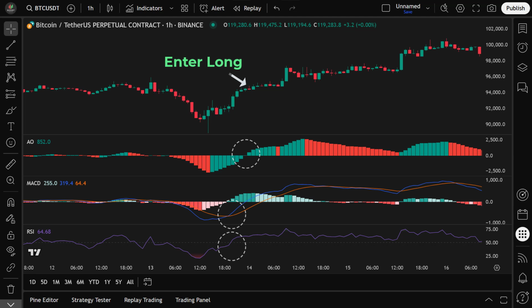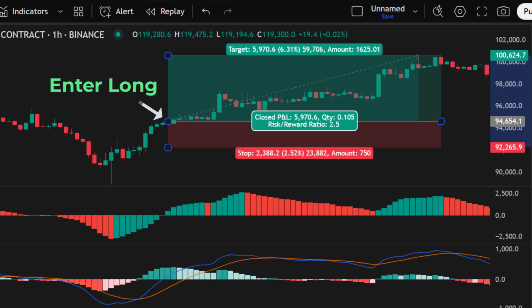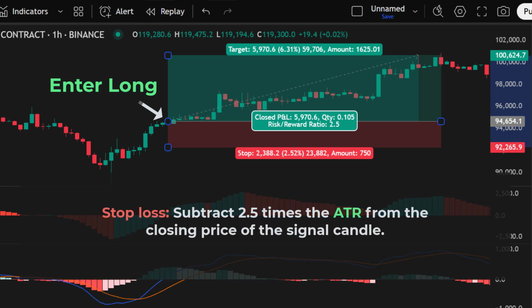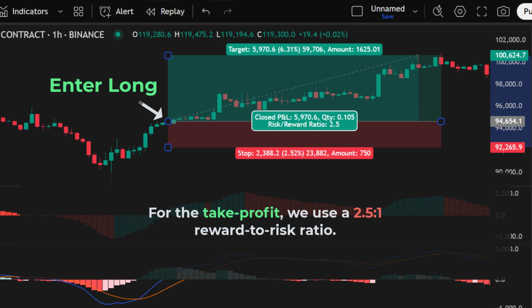After entering the trade, we place the stop loss just below the low of the signal candle to give the trade some breathing room and avoid getting stopped out by normal market fluctuations. We subtract 2.5 times the average true range from the closing price of the signal candle. This ATR-based adjustment helps account for volatility while still keeping your risk under control. For the take profit, we use a 2.5 to 1 reward-to-risk ratio. This means the distance from your entry to the take profit level should be 2.5 times the distance between your entry and the stop loss level. When the price closes above the take profit level, we exit the trade and lock in profits.